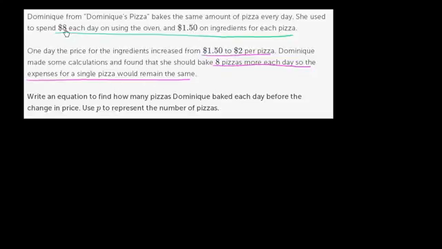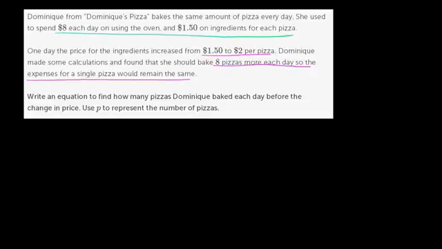So if we were to spread the cost of the oven across all of the pizzas, write an equation to find the total cost for the oven per day, spread across all the pizzas. Write an equation to find out how many pizzas Dominique baked each day before the change in price. Use P to represent the number of pizzas. So let's just think about her total cost per pizza before and then her total cost per pizza after if she bakes 8 more pizzas.